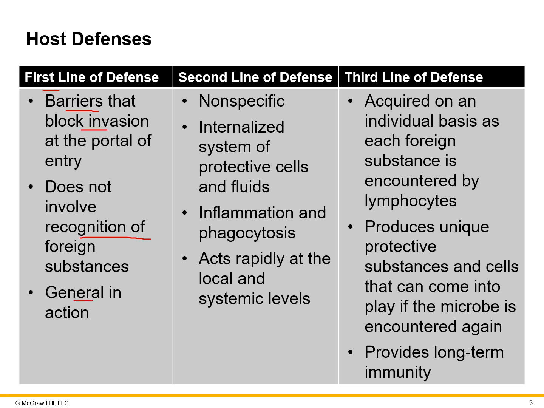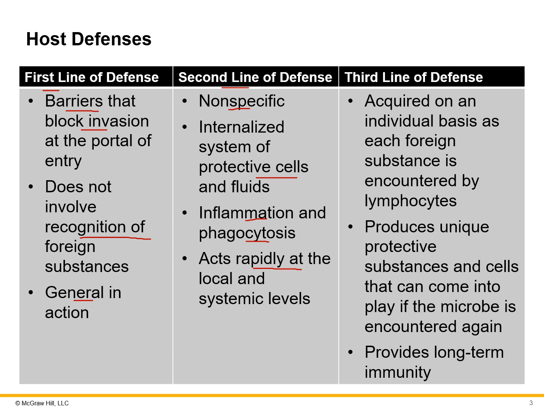As well as those second line defenses, also non-specific, but it's internalizing a system that protects cells and fluids, again, inflammation and phagocytosis, not aimed at one specific microbe, but just at an invader in general. The benefit of these is it acts very rapidly, very quickly, so that we can defend ourselves against those invaders.